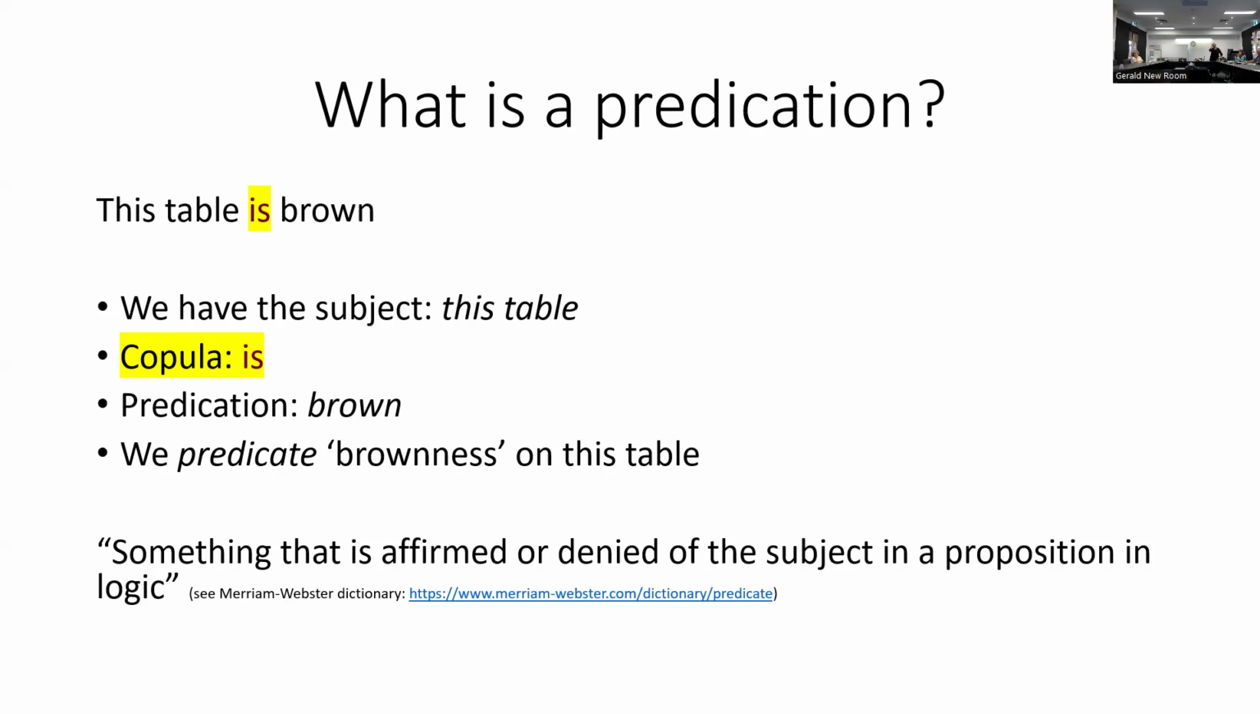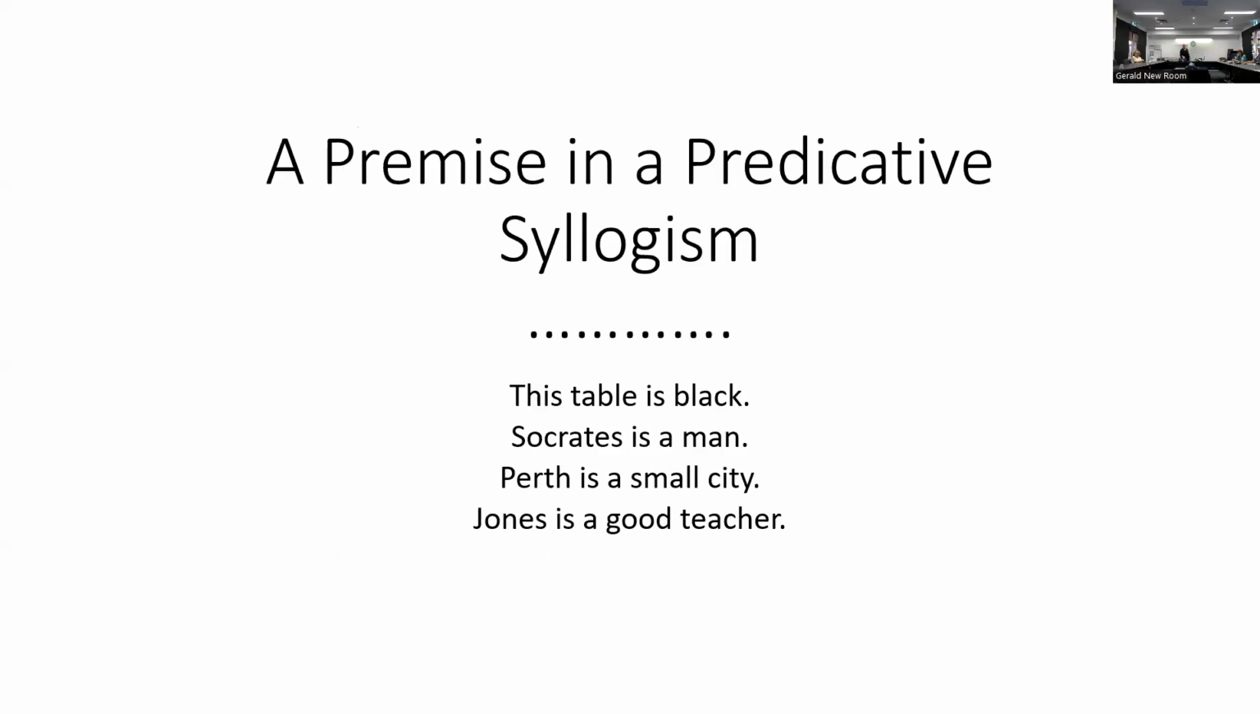So, this table is the subject of a sentence, and you predicate brownness on this table. Something that is affirmed or denied of the subject in a proposition in logic, that's a predication. You actually don't have to remember it at all, but because I'm using the term, I want to explain it to you. When you see predication, you know what it is. So we have a premise in a predicative syllogism.